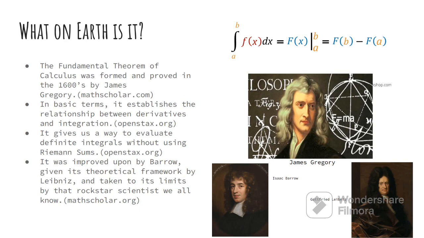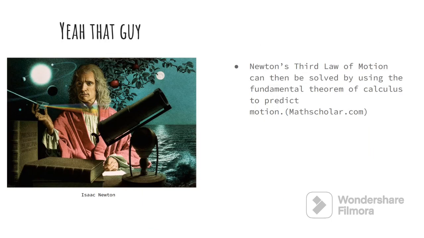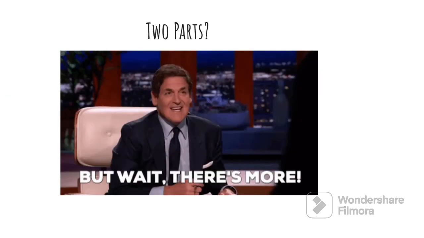After this, about a century passed, and then this was taken even further by that one rock star scientist we all know and love. No, not that guy, even though, yeah, Brunel was a cool scientific rock star. Yeah, that guy. Before he was knighted, the not yet Sir Isaac Newton was developing his laws of motion, along with his laws of gravity, and just all his laws. In his third law of motion, he states that you can solve velocity and acceleration by using the fundamental theorem of calculus. You can use it to find the first derivative, which gives you velocity, and the second derivative, which gives you acceleration.